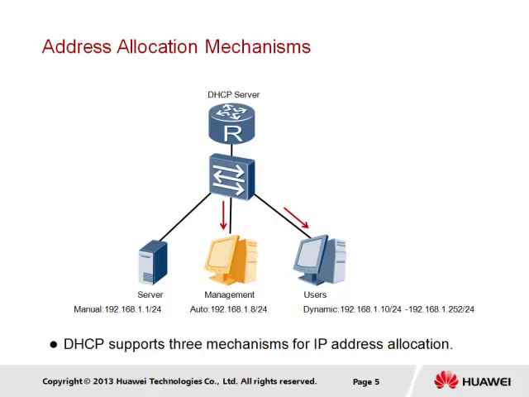Another mechanism is automatic allocation, in which an address is assigned to an end station by the DHCP server and becomes permanently associated with that end station, which is useful when wishing to maintain association without having to manually specify addresses. The final and most common type of allocation mechanism is dynamic allocation. This involves an address being leased to an end station for a given period of time. When the lease period expires, possibly due to the end station no longer being active in the network, the address can be returned to the DHCP server, which can then assign it to another end station.